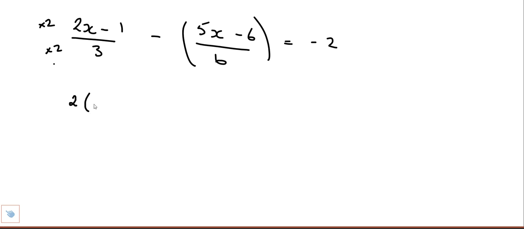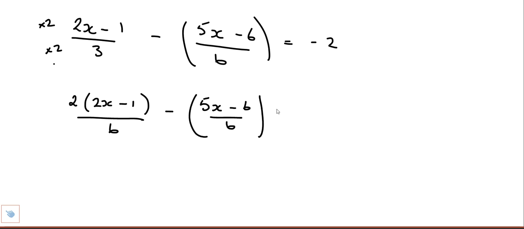So I end up with 2 times 2x minus 1 over 6 minus 5x minus 6 over 6. Why is that one in a bracket and another number? Because it's a subtract, and it's a subtract with a negative, so that means we're going to have to subtract a negative at one point, so we're going to have to add. I want to subtract all of this. I don't want it to be subtract 5x then subtract 6.